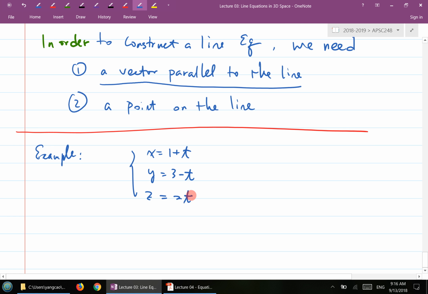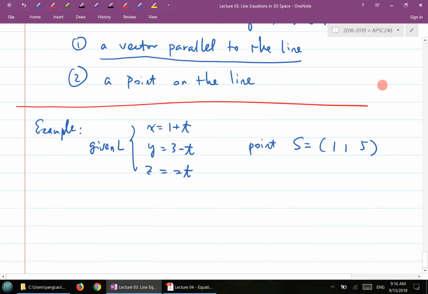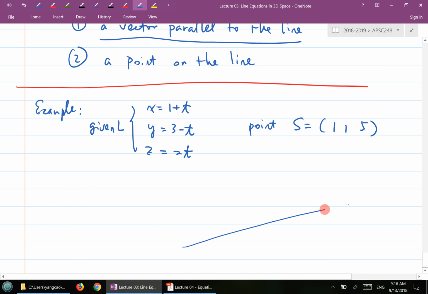Given a line equation right here, and also given a point, I wanted to calculate what is the shortest distance between this point S and this line L.